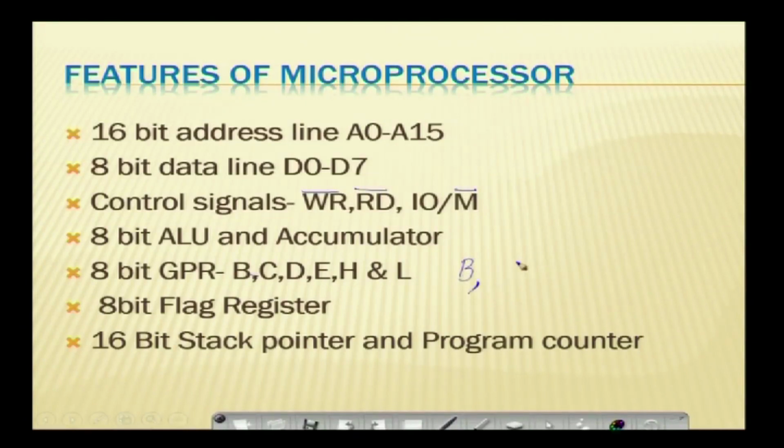Then DE registers are grouped and called the D register pair, and HL registers are called the HL register pair. These are called register pairs, which are used for 16-bit operations. Then it has an 8-bit flag register. The flag register is one of the important registers.